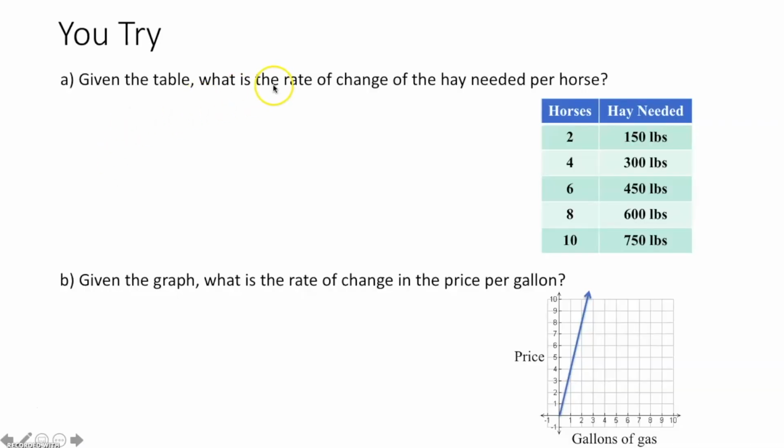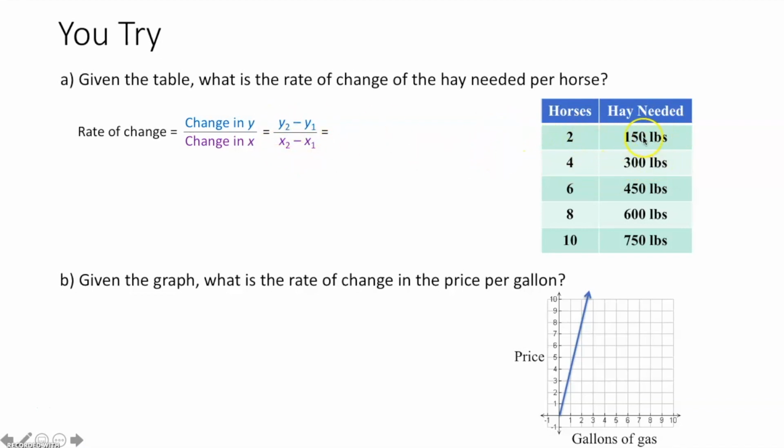Okay, this says, given the table, what is the rate of change of the hay needed per horse? So we have horses as our independent variable and hay needed as our dependent variable. So what we're going to do is find the rate of change, which is the change in the y over change in x, which is y sub 2 minus y sub 1 over x sub 2 minus x sub 1. So we need to figure out what is our x sub 1, y sub 1, what's our x sub 2, y sub 2.